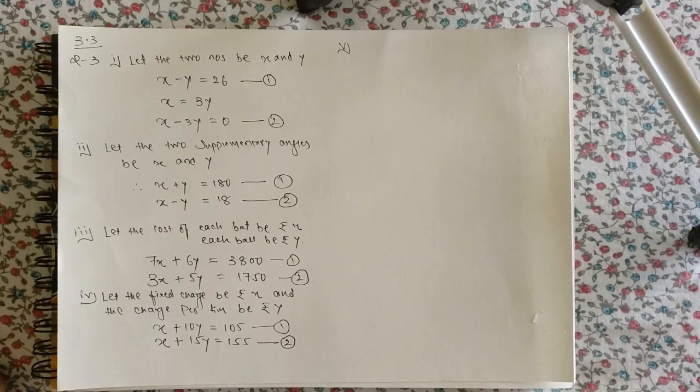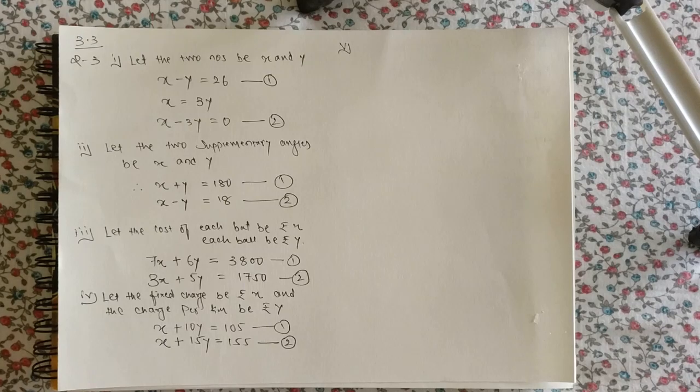Question number 5. A fraction becomes 9 by 11 if 2 is added to both the numerator and denominator. If 3 is added to both the numerator and denominator, it becomes 5 by 6. Find the fraction. We have to find a fraction.